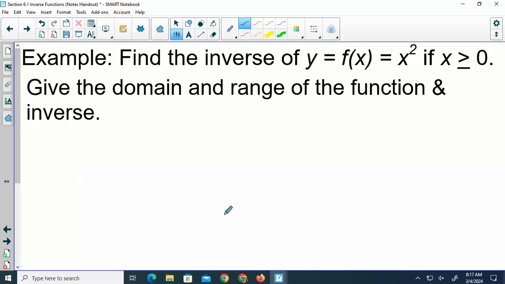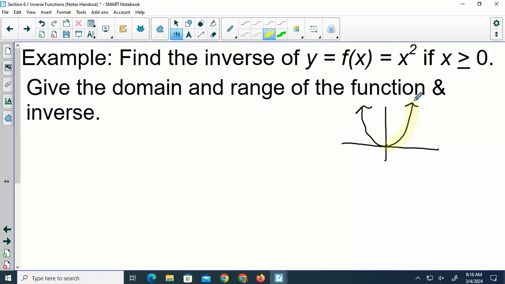Okay, let's look at this one. Find the inverse of f of x equals x squared if x is greater than or equal to 0. Why would I say x had to be greater than or equal to 0? What does x squared look like? It's a parabola. Is a parabola 1 to 1? No. So this would not have an inverse to start with.